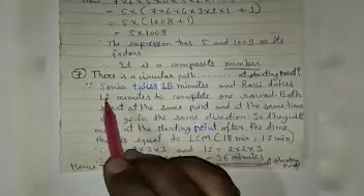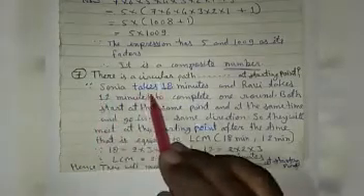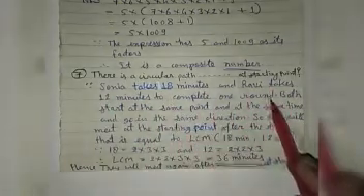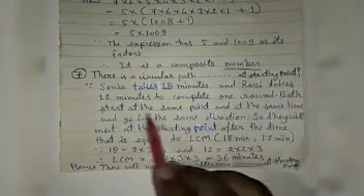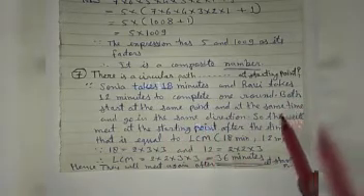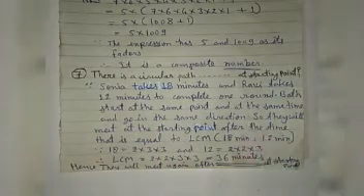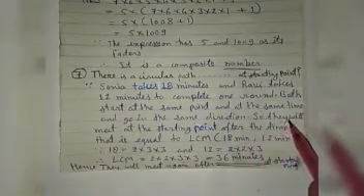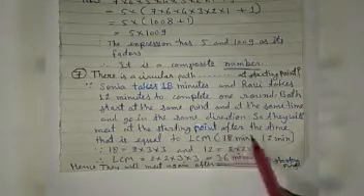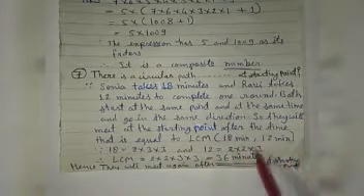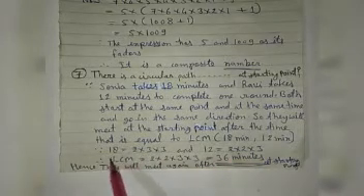So here see that since Sonia takes 18 minutes and Ravi takes 12 minutes to complete one round of the field, and both start at the same point and at the same time and go in the same direction. So after some time they will meet again at the starting point, and that time will be equal to the LCM of 18 minutes and 12 minutes. So we will find the LCM of 18 and 12.